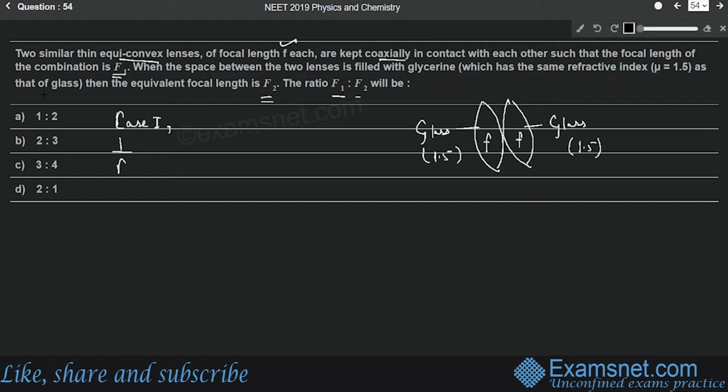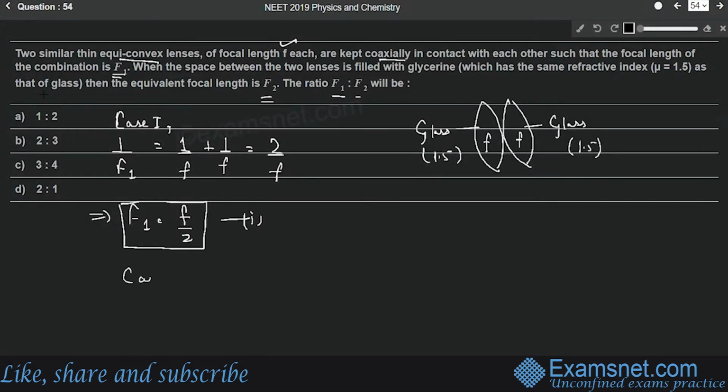So in case 1, 1 by F1 will be equal to 1 by f plus 1 by f. Okay, so here we'll get 2 by f. So what will be the value of F1? It is equal to f by 2. Okay, so this is the first value that we have to note.